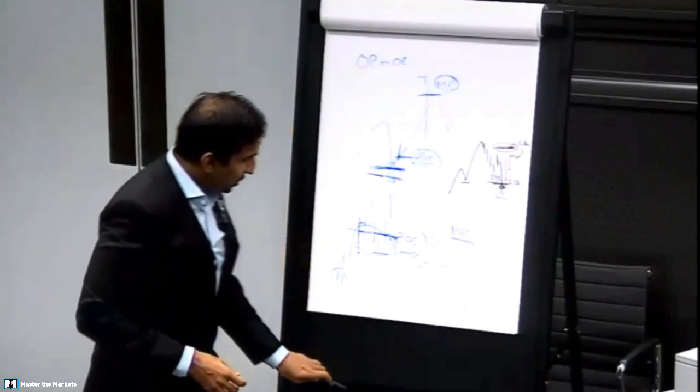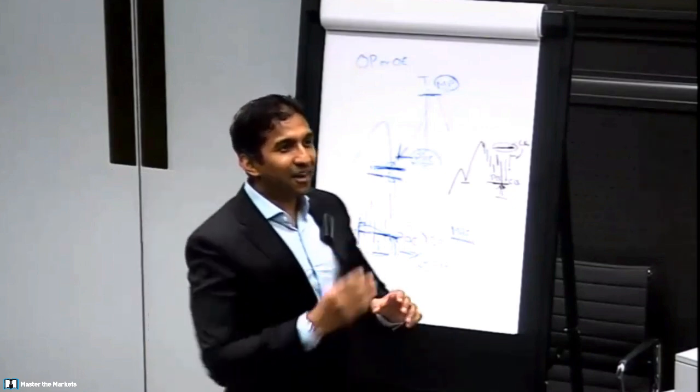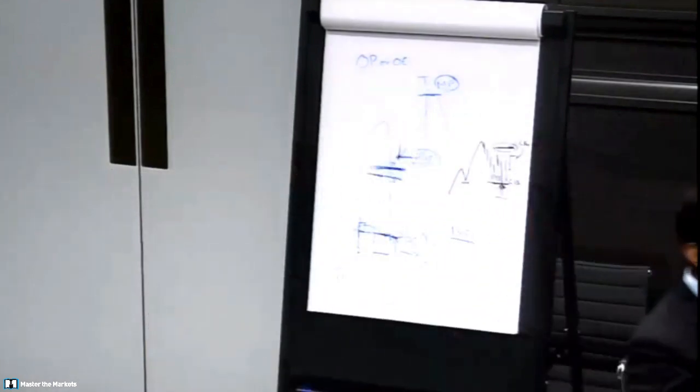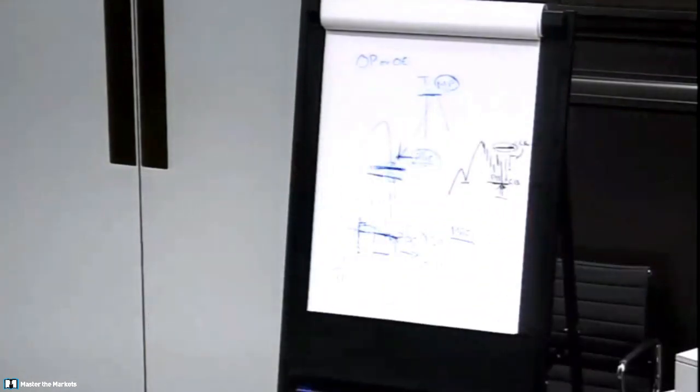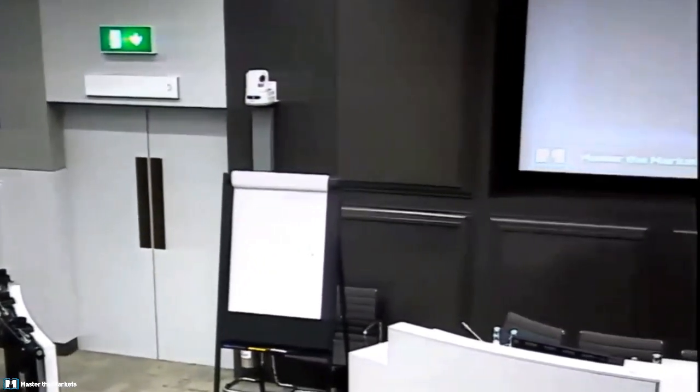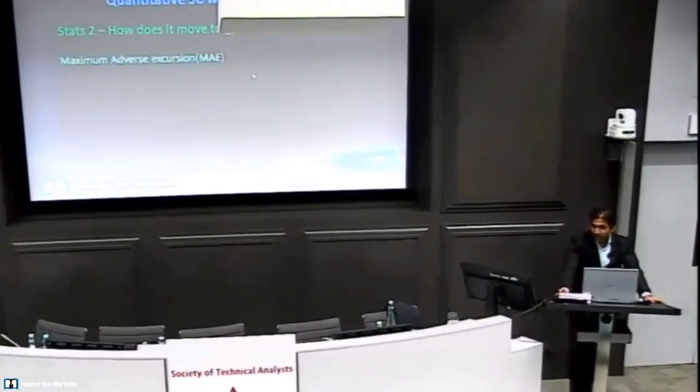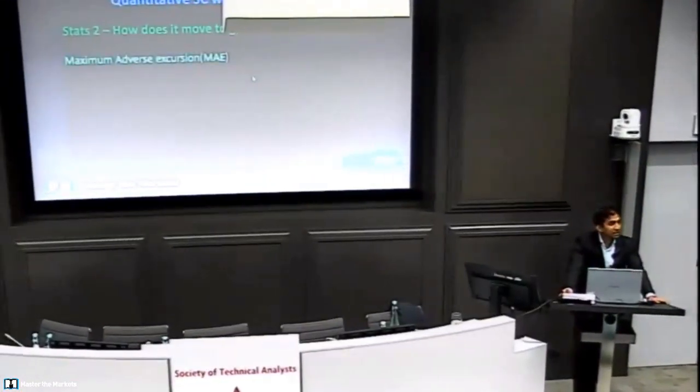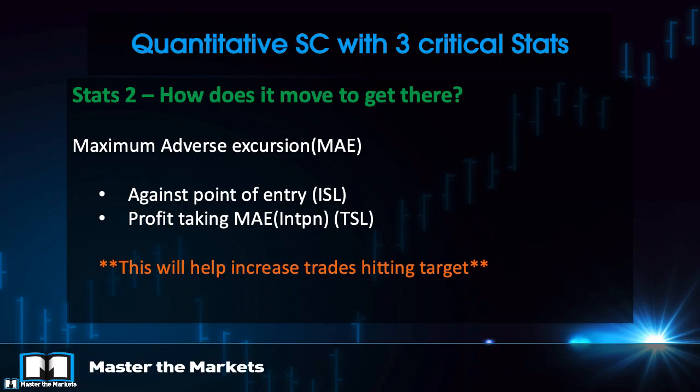One of my clients in the US used to call it, Thiru, the dance that it does. How does it dance before getting to the top? The dance that scares the hell out of people if they don't understand all of this stats and the cycle framework, and which keeps people earning inconsistent performance. So the maximum adverse excursion is what I just spoke about, how much does it go against the point of entry before going to your target, okay?